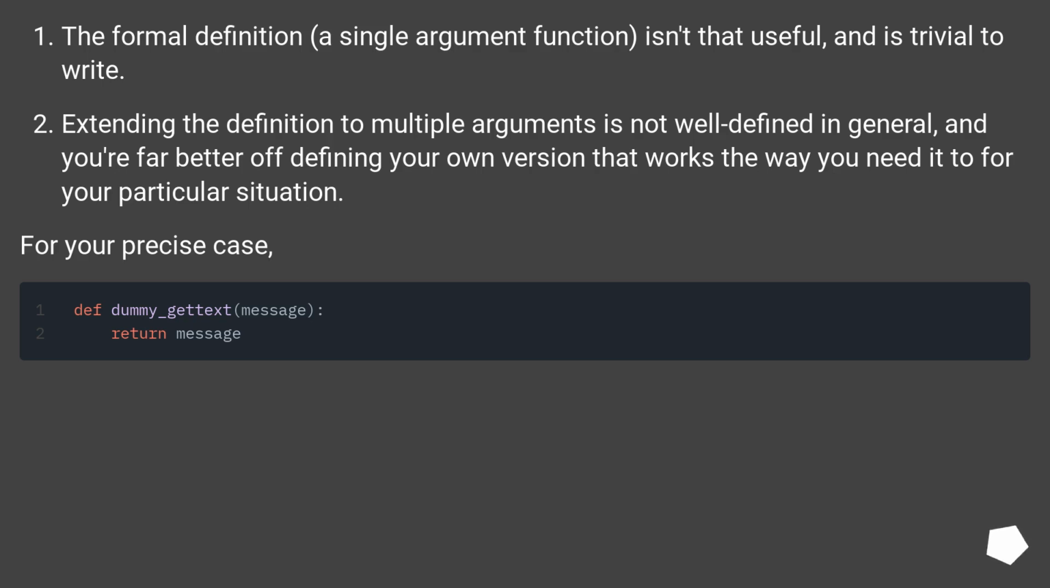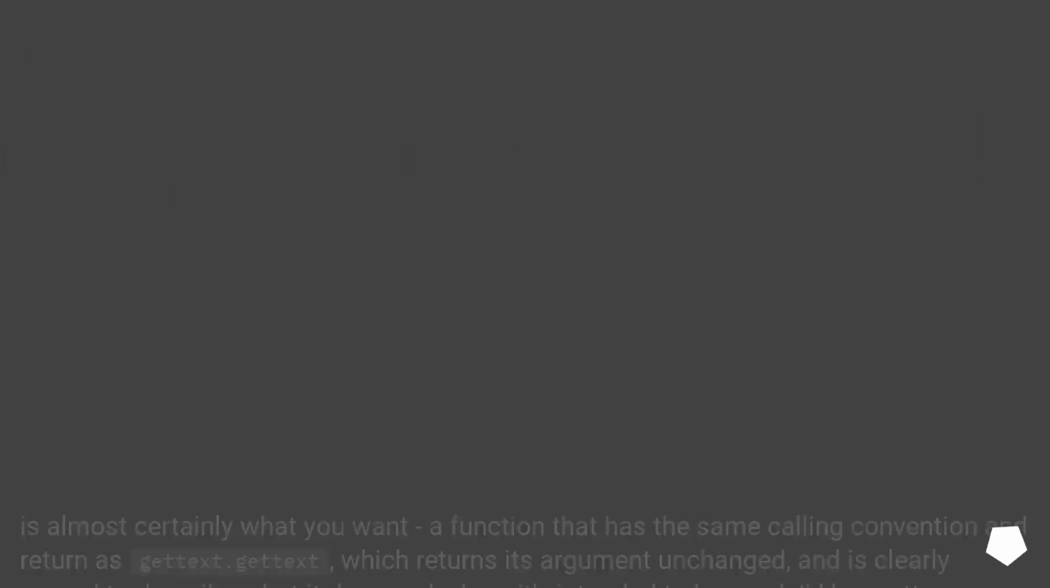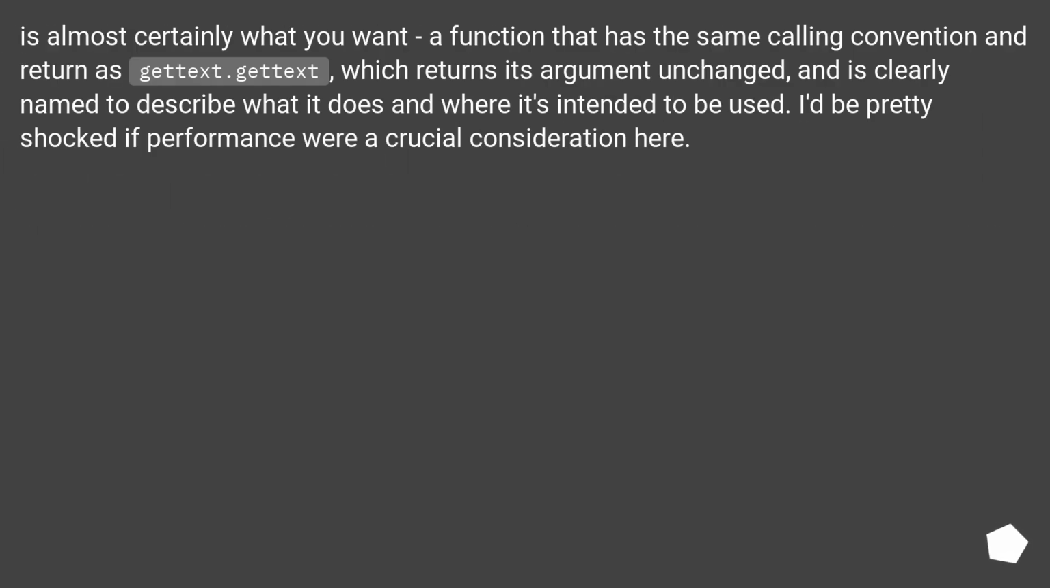For your precise case, this is almost certainly what you want: a function that has the same calling convention and return as getText, which returns its argument unchanged, and is clearly named to describe what it does and where it's intended to be used. I'd be pretty shocked if performance were a crucial consideration here.